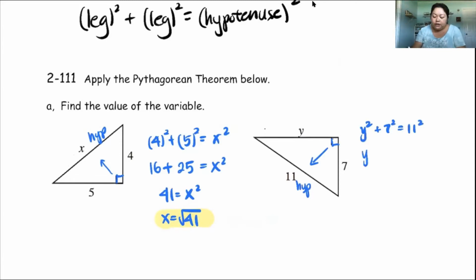And then you get y squared plus 49 equals 121. Subtract 49 from both sides. You get 72, I believe, yes. And then you square root both sides. You get y equals root 72. Now you cannot leave your answer as root 72 because 72 is factorable. So you must factor this and simplify your radicals.